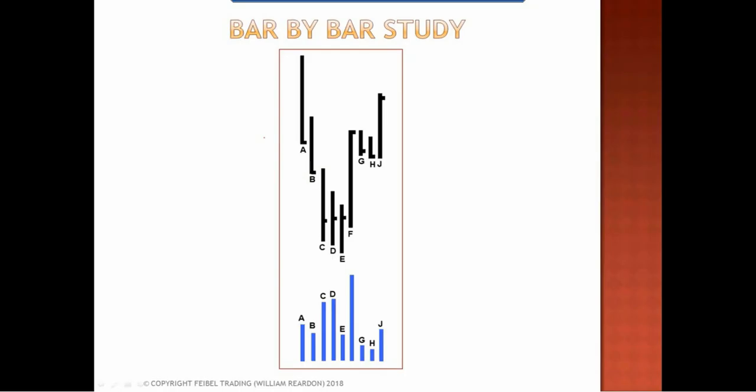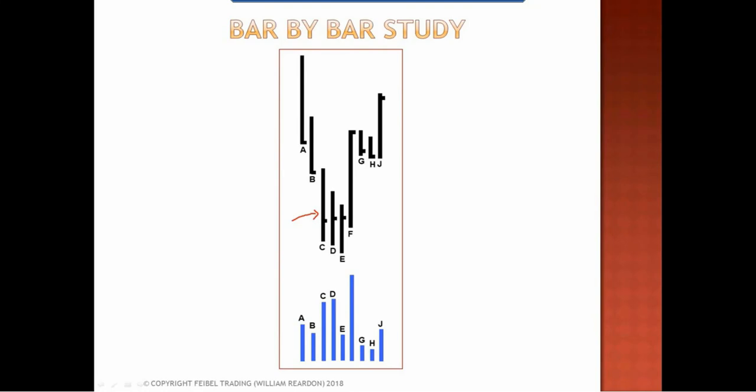I'll say that again. We have a spread with good volume, and then the spread decreases, but so does the volume. So therefore we'd say the spread volume relationship is in sync. It's intact. So C.